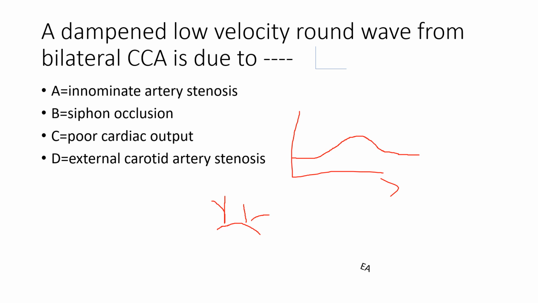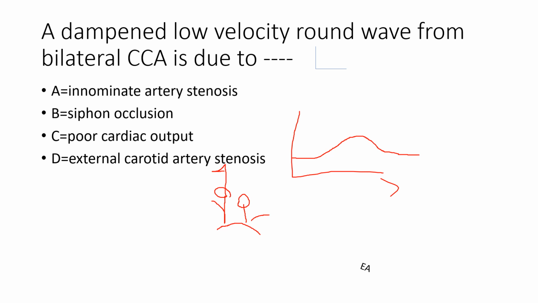Siphon occlusion. The siphon is near the end part of the internal iliac, so it is not the answer because it is distal to our transducer. We are here. Poor cardiac output, and we have findings here and here, both sides. Poor cardiac output, external carotid artery stenosis.